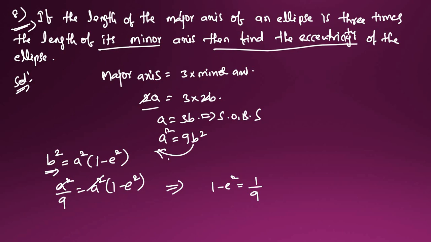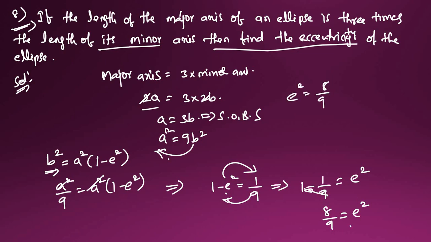Again we'll do one thing here. e square we will take this side, so 1 minus 1 by 9 is equal to e square. 9 minus 1 is 8, so 8 by 9 is equal to e square. So e is equal to under root of 8 by 9. This is root 8 by root 9. Root 9 is equal to 3. Root 8 is 4 root 2, means 2 root 2. So e is equal to 2 root 2 by 3.